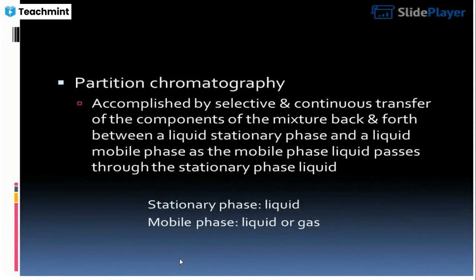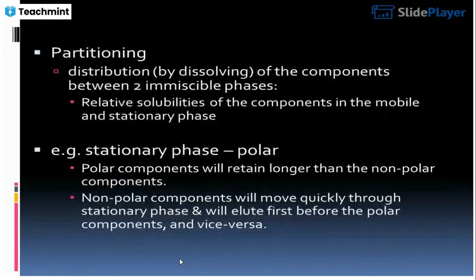Partition chromatography is accomplished by selective and continuous transfer of the components of the mixture back and forth between a liquid stationary phase and a liquid mobile phase as the mobile phase liquid passes through the stationary phase liquid. Stationary phase: liquid. Mobile phase: liquid or gas. For example, stationary phase, polar.